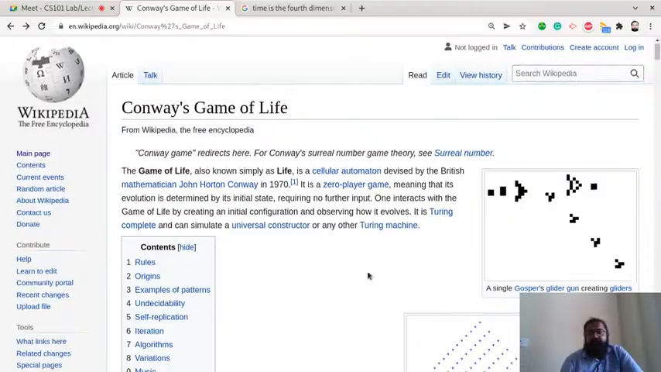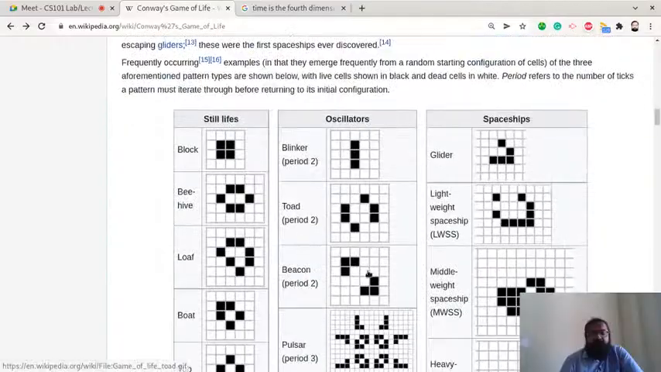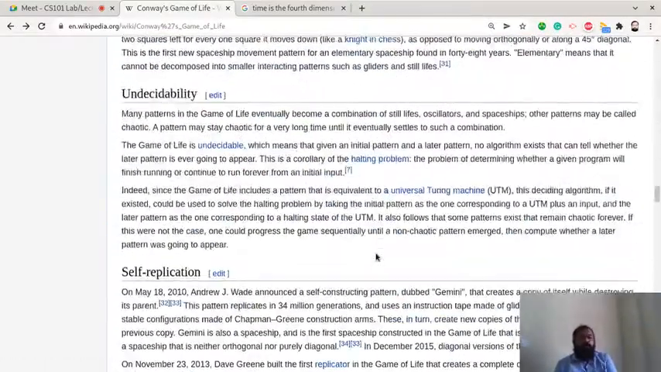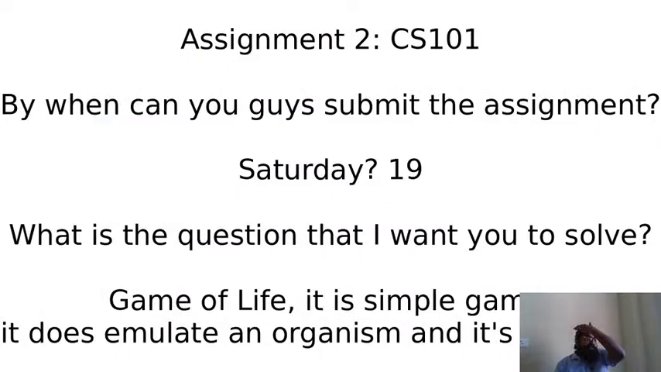Do you guys follow what I have explained in today's class? This is a question for you for your assignment number 2. Okay, and the question is pretty simple. It's game of life. It's a simple game. It does emulate an organism and its evolution.